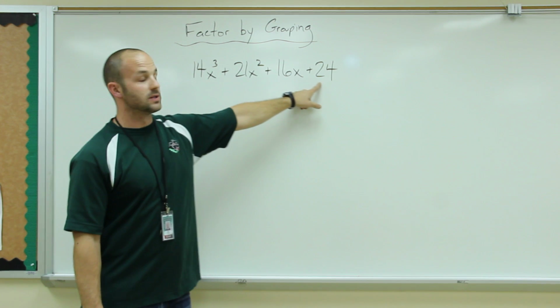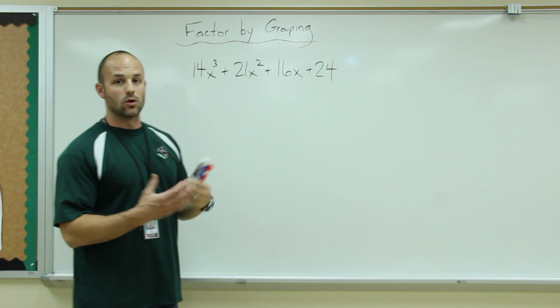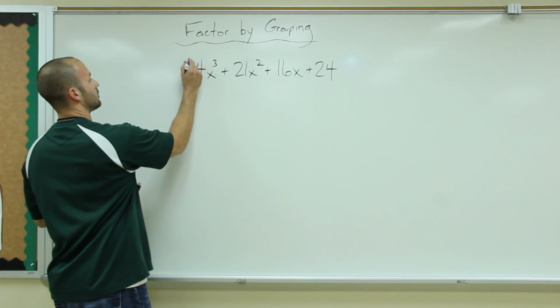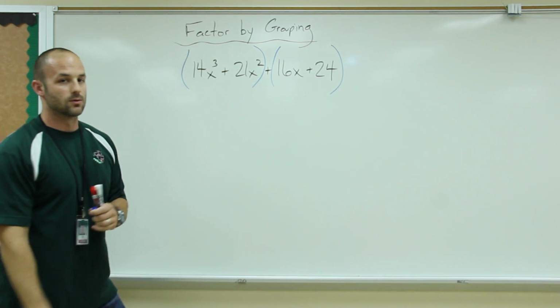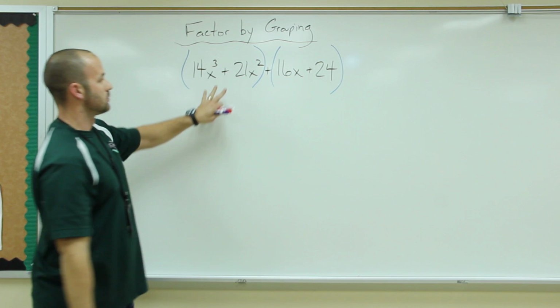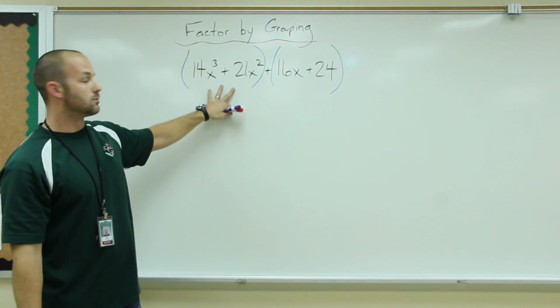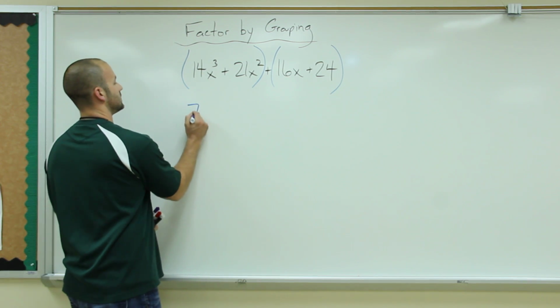Now when you look at the 4 terms, they don't have a common factor. All 4 terms share nothing. So I need to narrow my scope down and factor by smaller groups. So I'm going to drop parentheses around the first 2 terms and parentheses around the last 2 terms. So while I didn't have a common factor amongst all 4 terms, I do recognize a common factor in my smaller groups. So my first group, 14 and 21, they're both divisible by a 7.